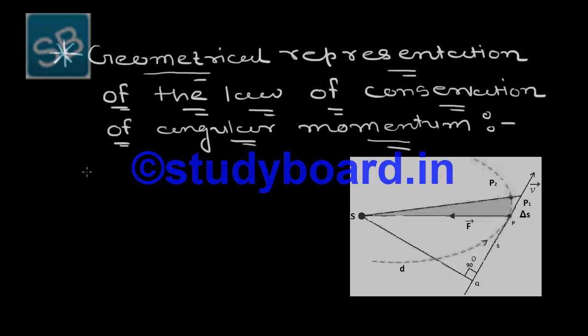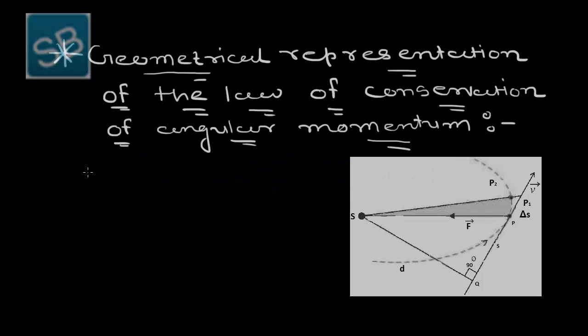Let's start the new article: geometrical representation of the law of conservation of angular momentum. Here you are watching the figure in which this planet P is revolving around the sun in an elliptical orbit.